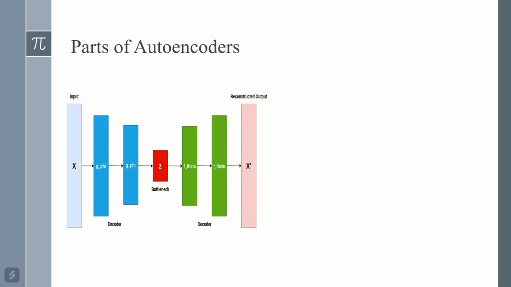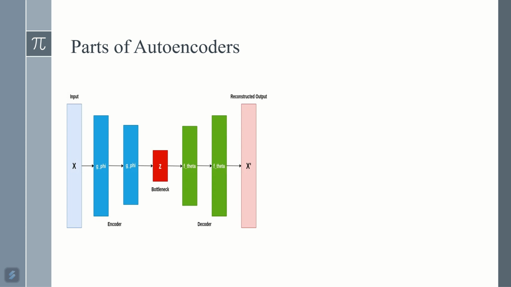Next is the bottleneck. Think of the bottleneck as the narrowest part of the funnel. It's a special hidden layer within the autoencoder where the magic happens. This layer has fewer nodes compared to the layers before and after it. The number of nodes in the bottleneck layer determines the dimension of the encoding. Imagine you are pouring sand through a funnel and it's getting compacted into a smaller space. That's what happens in the bottleneck layer.